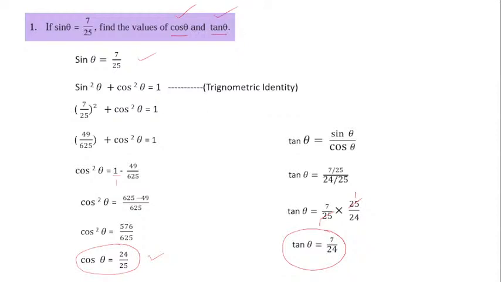This is how we can get the values of some of the ratios if the value of any one of the trigonometric ratios is given. Here we have used the trigonometric identity. Sometimes we have to use the relation between some of the trigonometric ratios also. So let's have the next question.